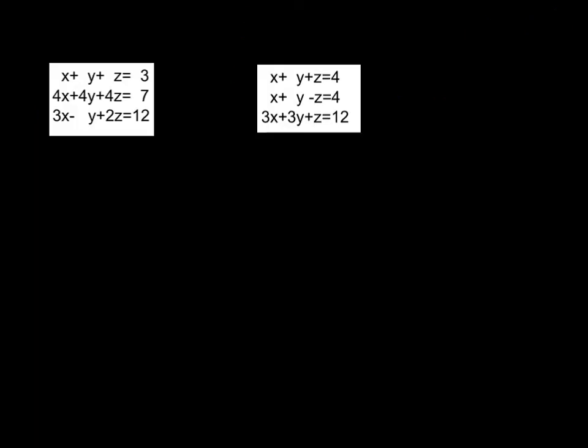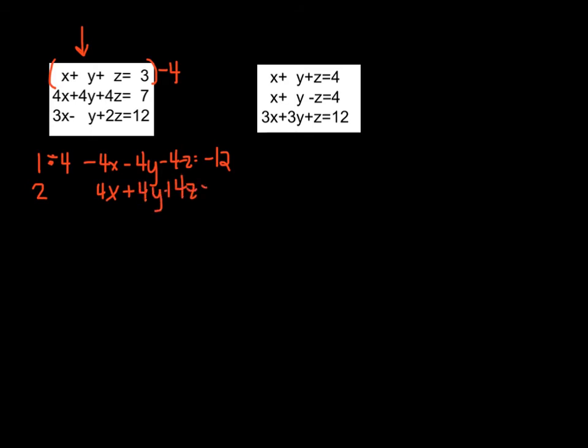Okay, so in this situation here, I'm going to multiply the top equation by negative 4. So I'm going to take 1 and multiply it by negative 4, and I'm going to keep 2. So I have negative 4x minus 4y minus 4z equals negative 12, and I think you can see what's going to happen. Cancel, cancel, cancel, so I have 0 equals negative 5. No solution.